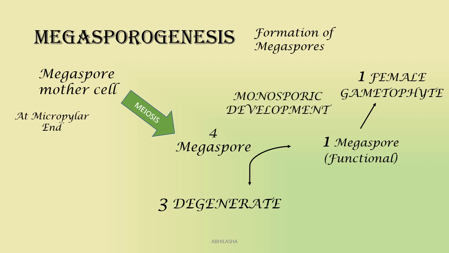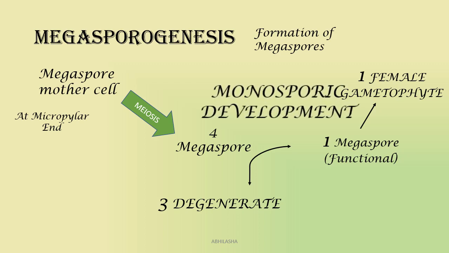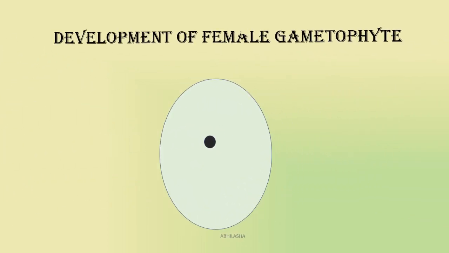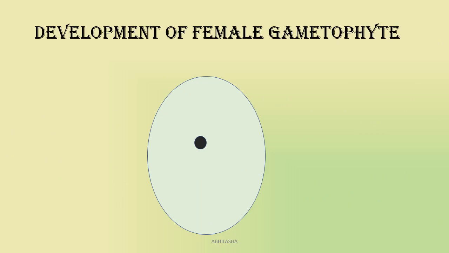Now here only one megaspore develops into the entire female gametophyte. This type of development of embryo sac or female gametophyte is known as monosporic development, that is development from a single spore. Now we'll see the formation of female gametophyte through a set of animations, starting with a single nucleus, that is the megaspore nucleus. Now let's mark the two ends as the micropylar pole and the chalazal pole.